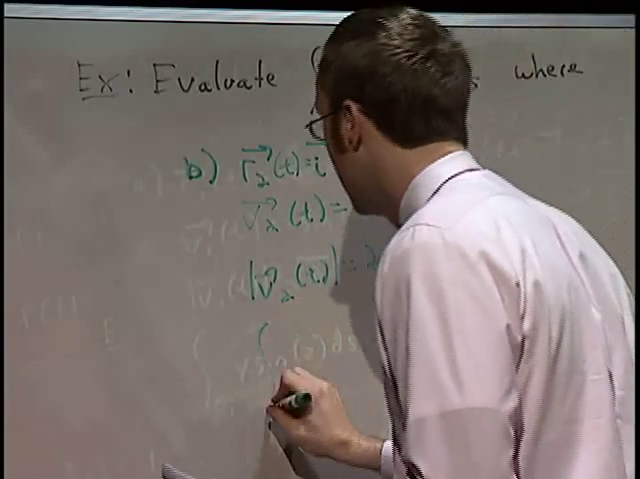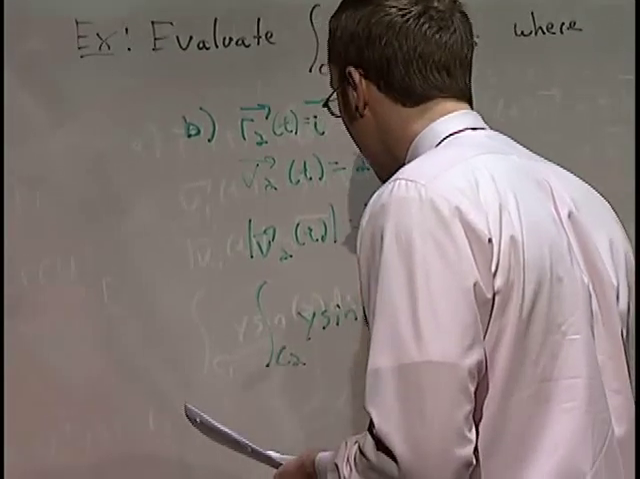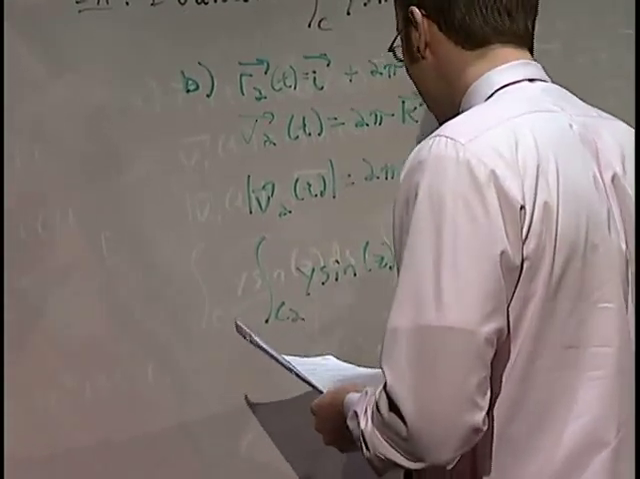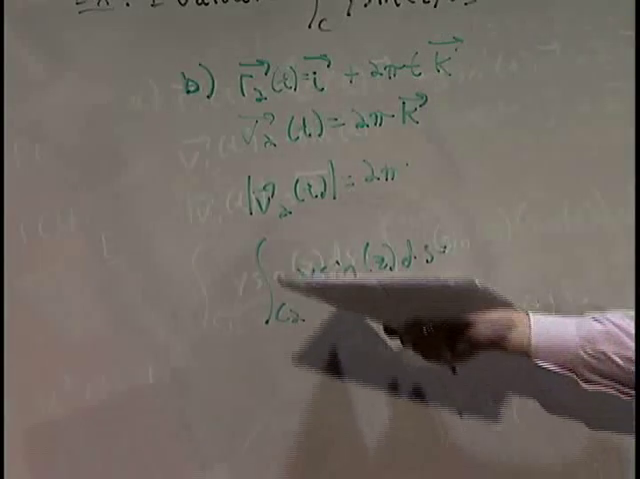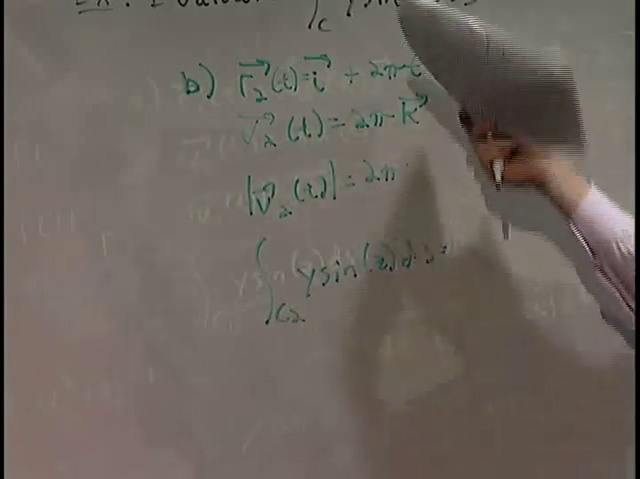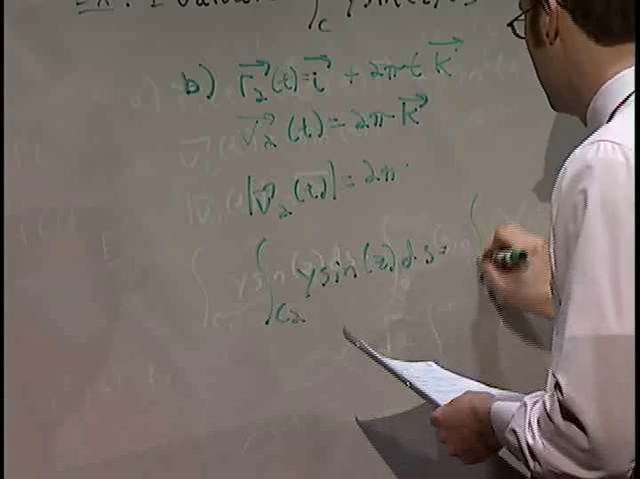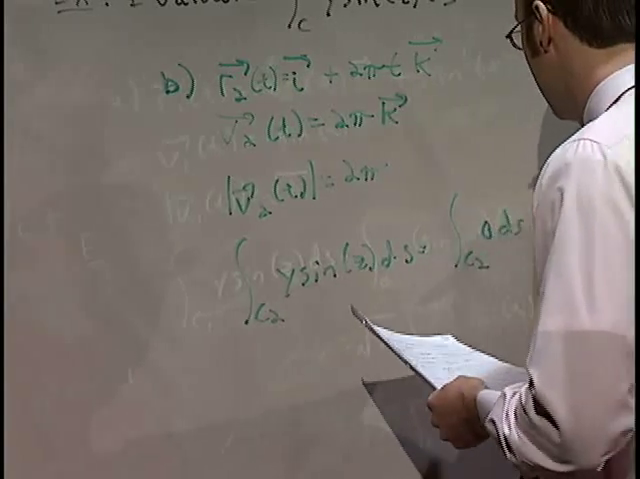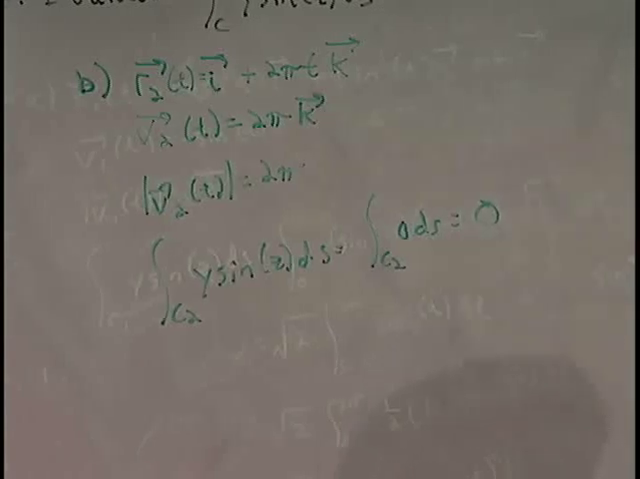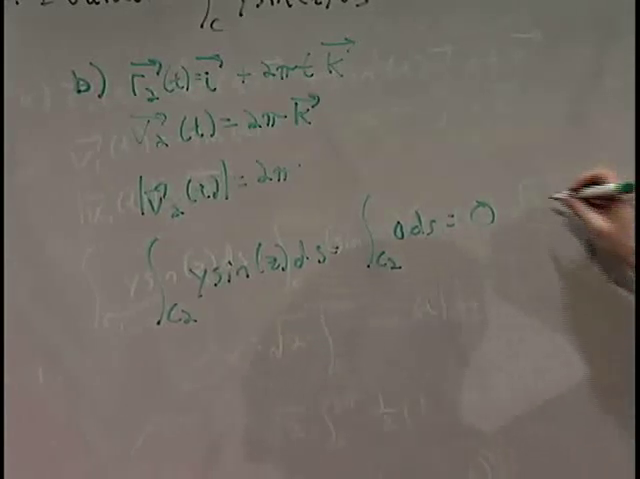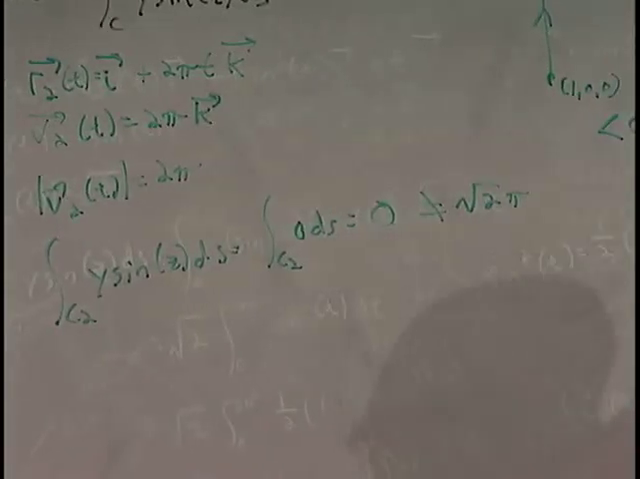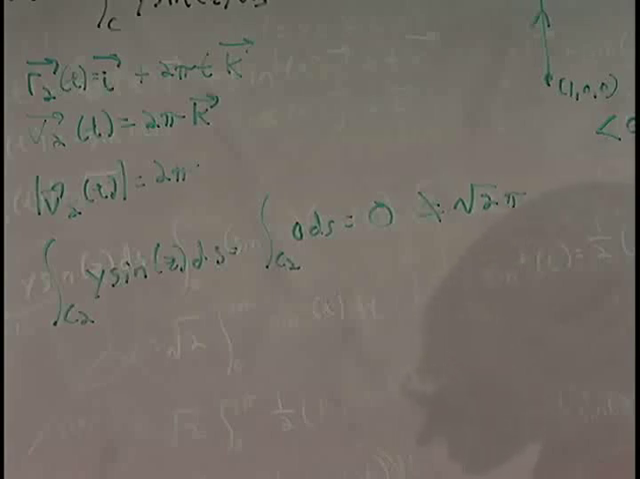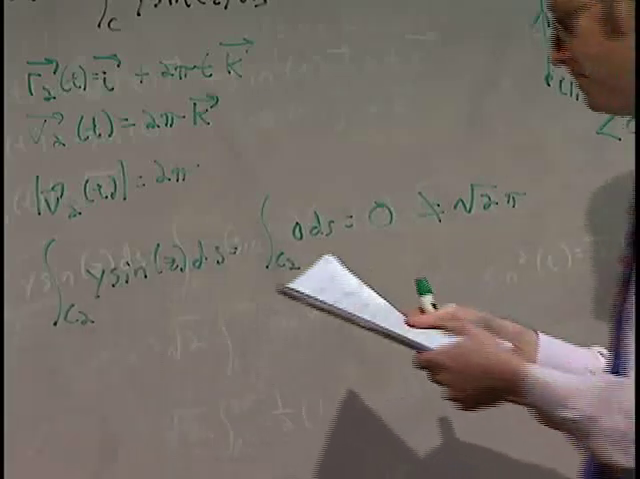So the integral over C2 of y sine z ds, well, notice that in the parameterization, y is 0, and sine 2 pi is also 0. So this whole thing is just 0. It's just the integral over C2 of 0 ds. That means the value of the integral is 0, right? So clearly this is not equal to root 2 pi. So we saw that we ended up with two different values of a line integral, even though the ending and starting points were the same, but the path taken was different, right?